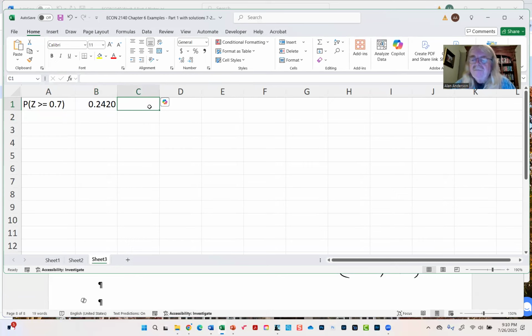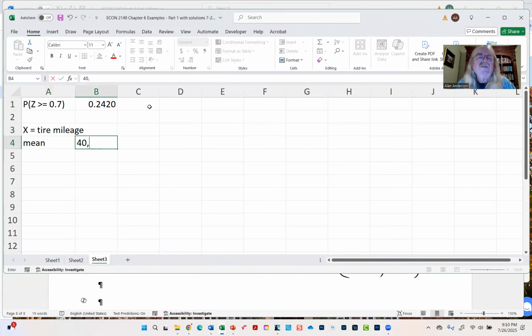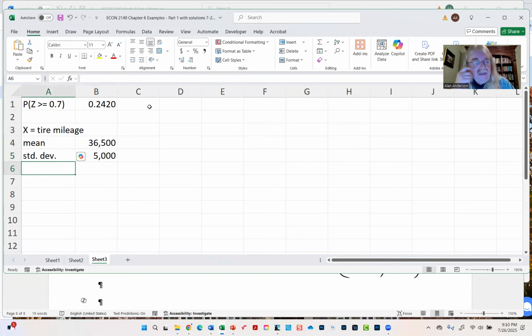Now, here's the interesting part. If we're using Excel anyway, we don't have to actually convert to the standard normal form. What we could have done instead is this. X is the mileage of the tires, or I'll just call it tire mileage. Remember, they told us that the mean is 40,000. No, it isn't. Sorry, it's 36,500. And the standard deviation is 5,000. And then they wanted to know the probability that X is greater than or equal to 40,000.